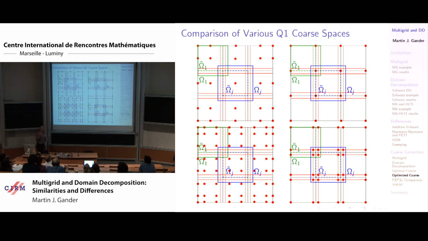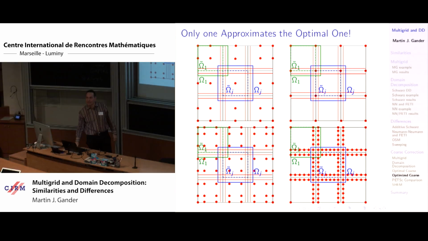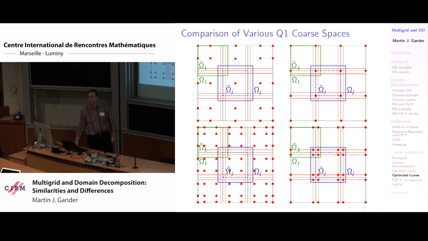So if I compare various Q1 spaces now, I could have a Q1 coarse space that has a degree of freedom in the middle of every domain. I could have a Q1 space that has at each cross point a degree of freedom, or I could have 4 unknowns in each subdomain, it's a richer space, or I could put 4 points around each cross point. We've seen which one approximates the best space. It is this one, because if I put all the nodes, that's what I would need. That's why the Q1 was a good function for the Laplace.